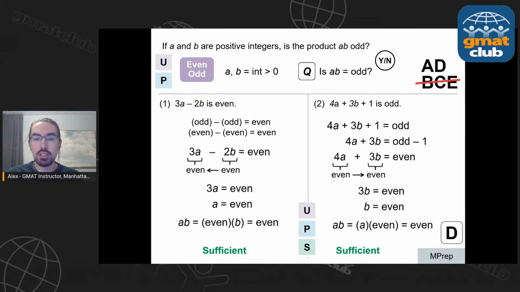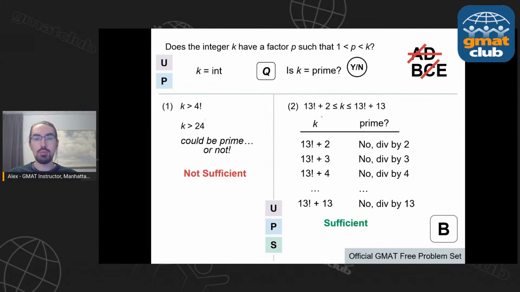I had one more question that I didn't answer about this last question, which was, what if this went up to 13 factorial plus 14? That would also be divisible by 2, because 14 is 2 and 7. So we're adding another thing that's divisible by 2 to this thing. Same thing is true with 16 and 18. Any even number that we add, the result is still going to be divisible by 2.